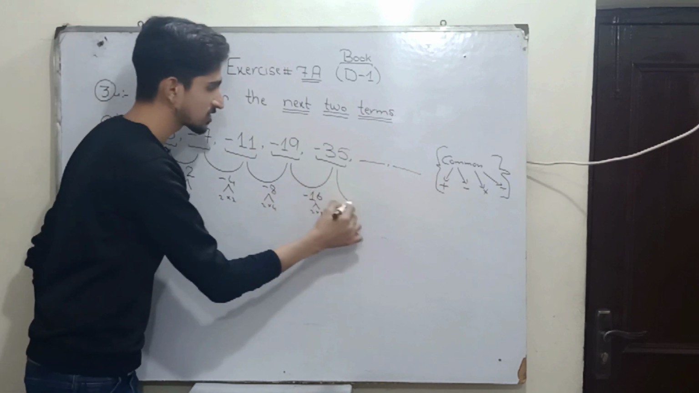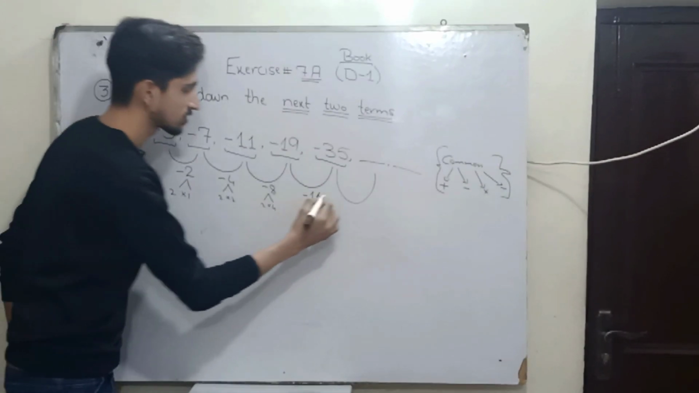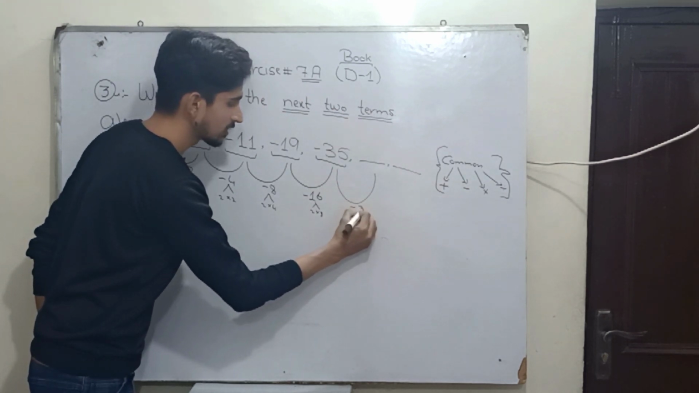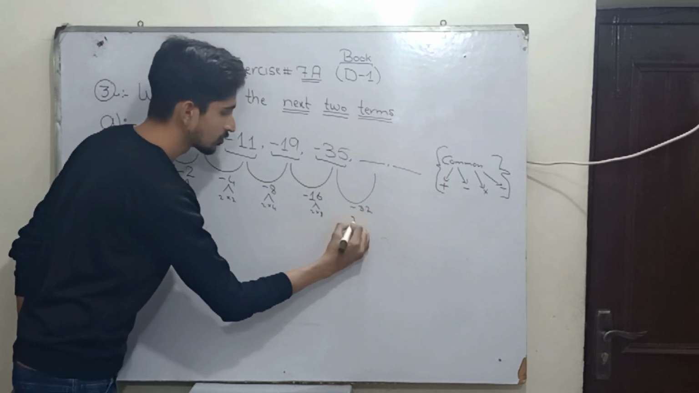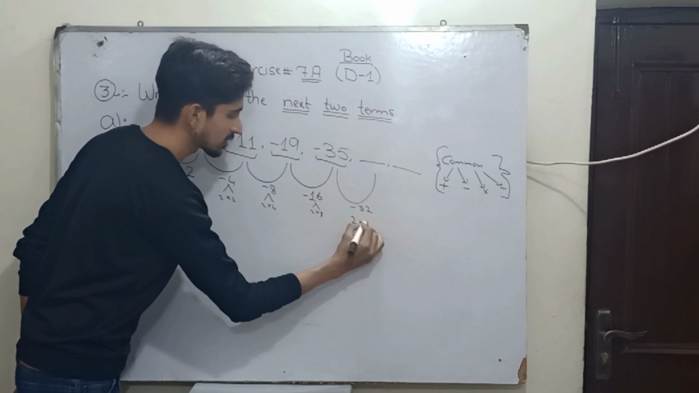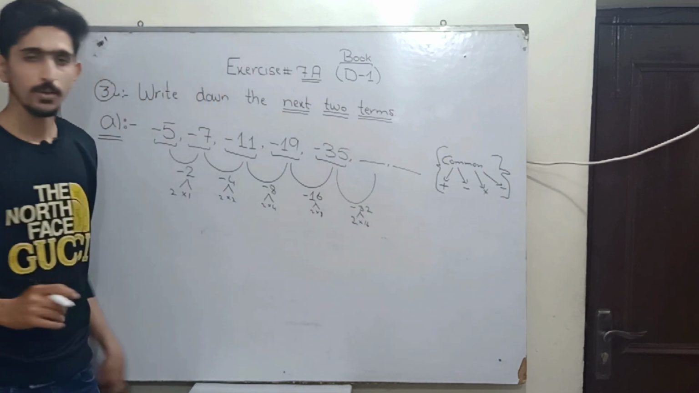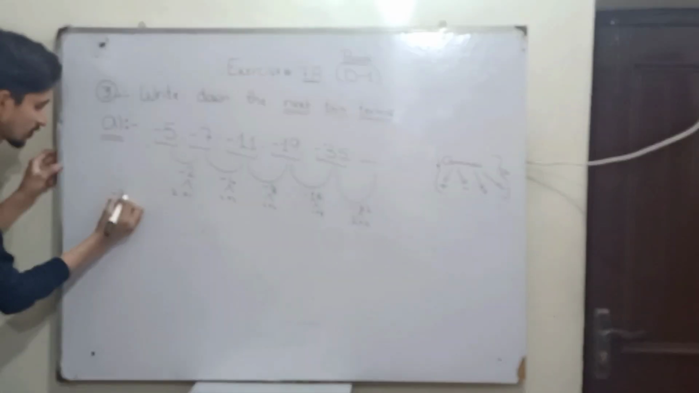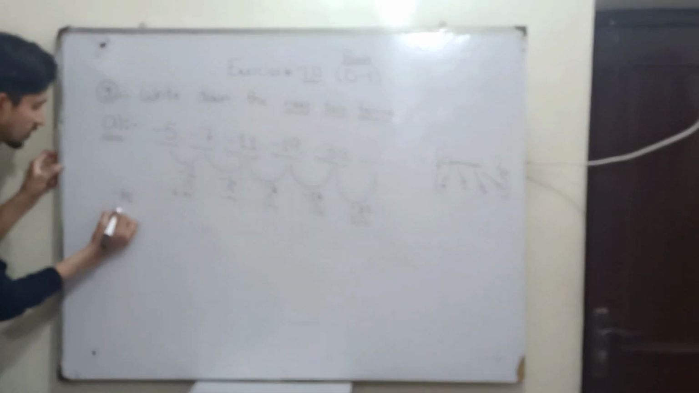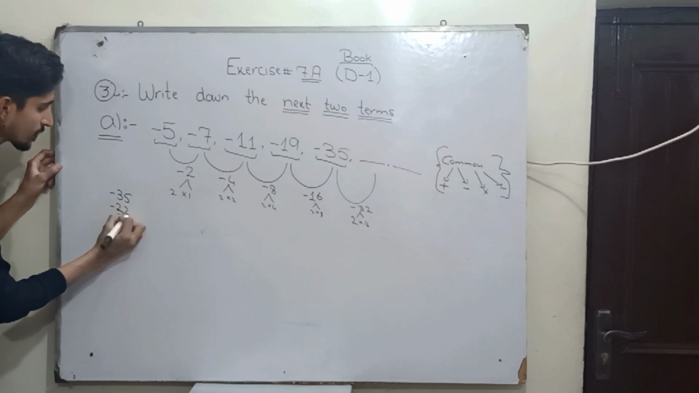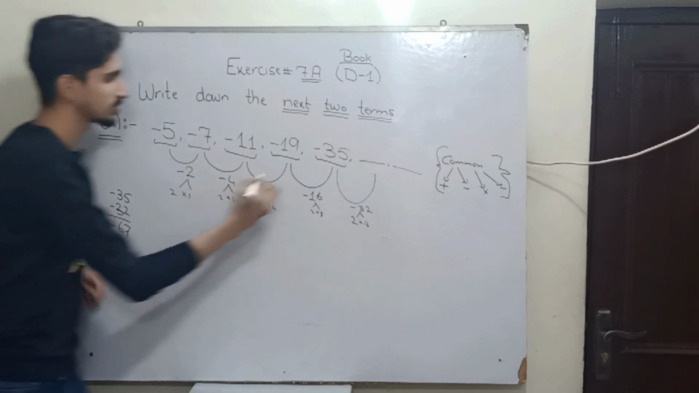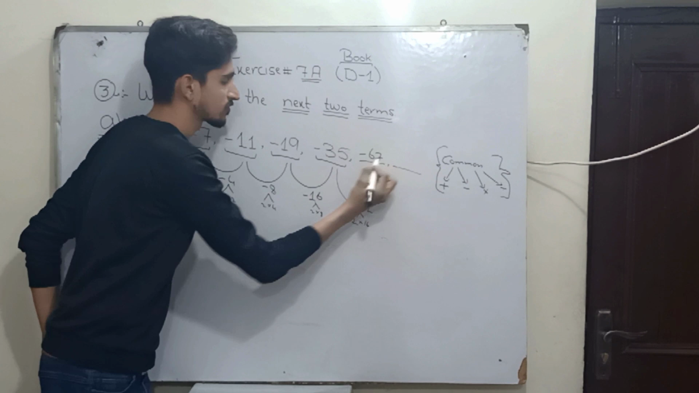This is how we can generate our next required term. We just need to subtract 32, because that is 2 multiplied by 16. So we write -32. We have to combine -35 as well as -32. The answer will be -67.